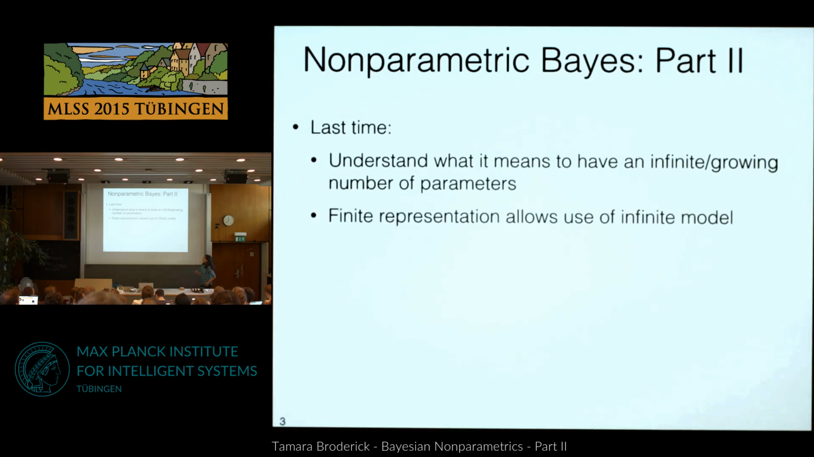We saw that we get this finite representation, so even though we had this infinite model, this Dirichlet process mixture model last time, we were actually able to draw exactly from it using the fact that each data point only belongs to one group, and we only have to represent the groups that actual data points belong to.